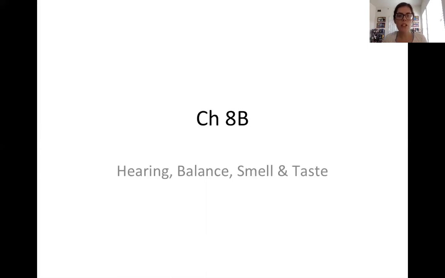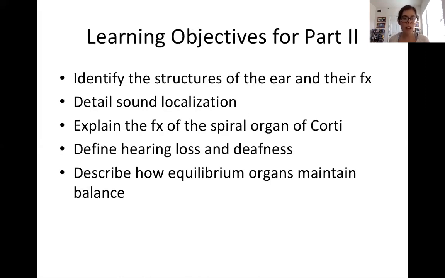Let's continue our discussion of the senses by talking about the two special senses that are localized to our inner ear, hearing and balance, sometimes called equilibrium. So we're going to identify the structures of the ear and their functions, detail sound localization, explain the functions of the spiral organ of Corti in our inner ear, talk about hearing loss and deafness, and describe how the equilibrium organs help us maintain our balance.